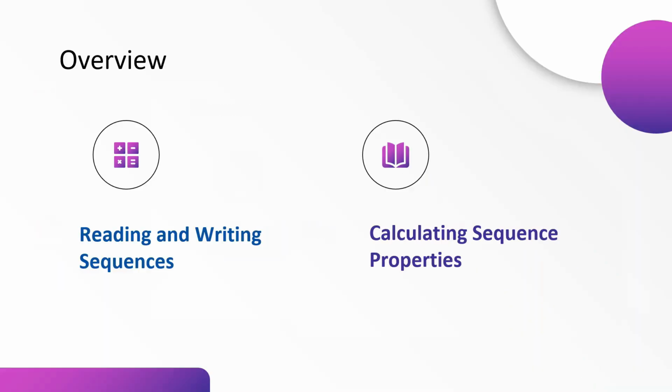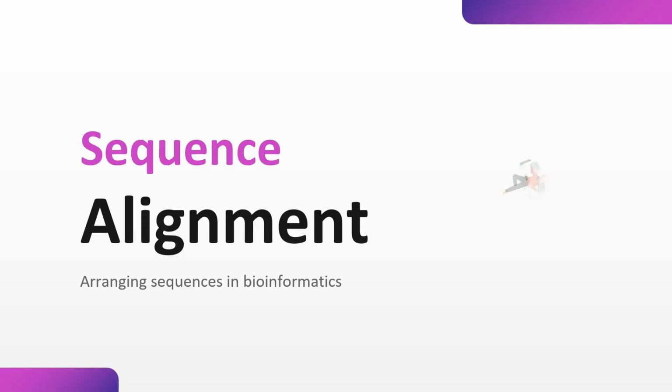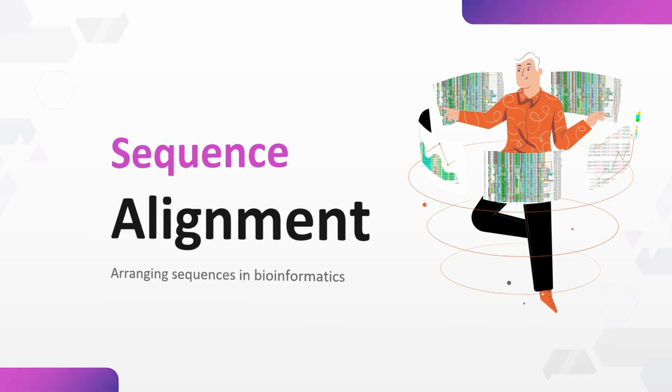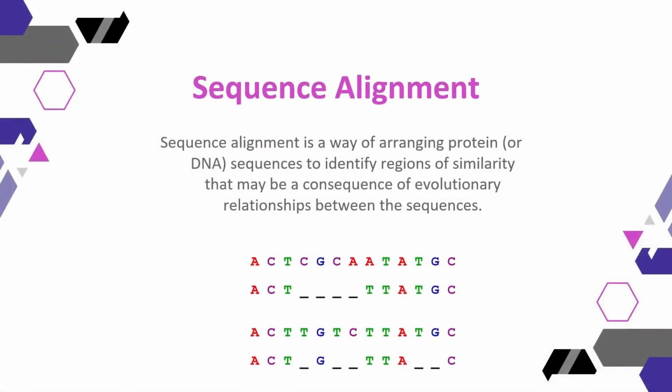Moving on to the sequence alignment section. Sequence alignment is arranging sequences in bioinformatics. If you know about alignment or you are familiar with this concept, you may also know the sequences. Sequence alignment is a way of arranging protein or DNA sequences to identify regions of similarity that may be a consequence of evolutionary relationship between the sequences. If we know that adenine is also present in another nucleotide sequence, we can compare these two sequences and find the evolutionary relationship between them.